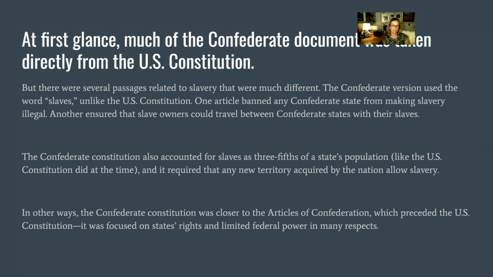One article of the Confederacy banned any Confederate state from making slavery illegal. Another ensured that slave owners could travel between Confederate states with their slaves. The Confederate Constitution also accounted for slaves as 3/5 of a state's population, like the United States Constitution did at the time, and it required that any new territory acquired by the nation would allow slavery. So you can see how that kind of is a reaction to the Missouri Compromises and the Compromise of 1850.